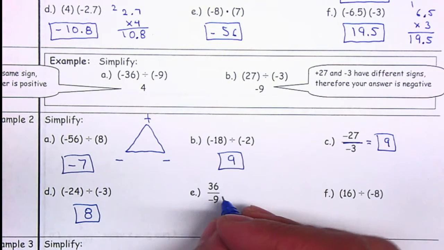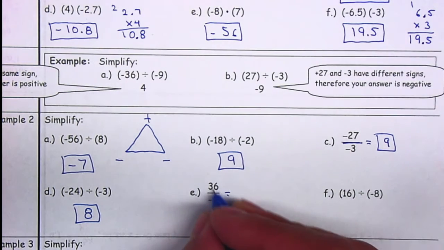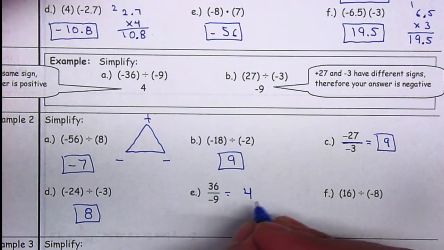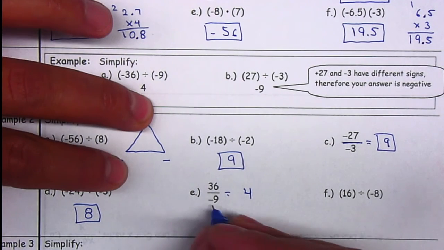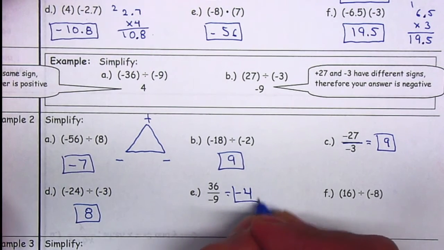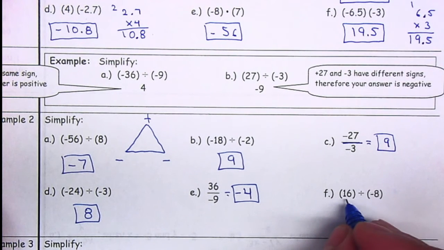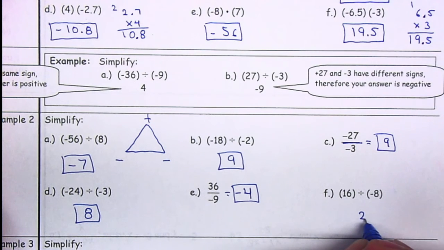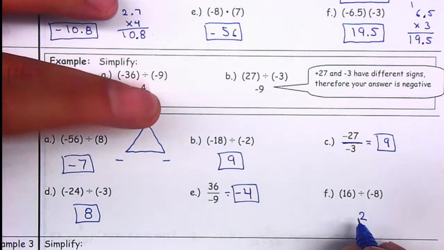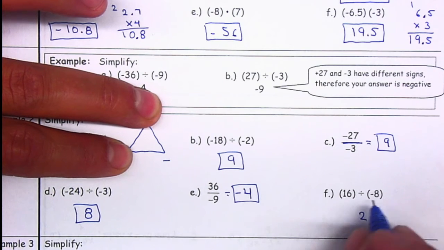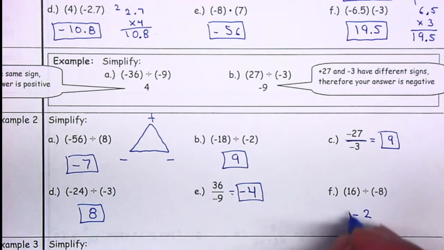For letter E, 36 divided by 9 will be 4. Positive divided by negative will be negative. Letter F, 16 divided by negative 8. 16 divided by 8 is 2. Positive divided by negative is negative. So it'll be negative 2.